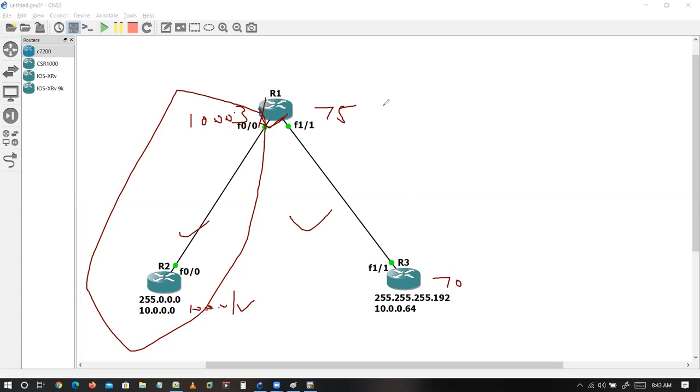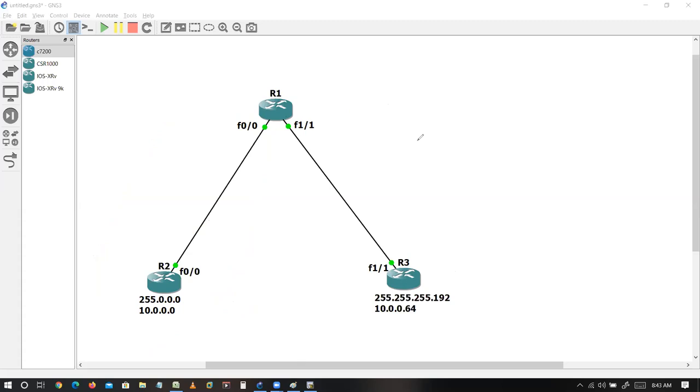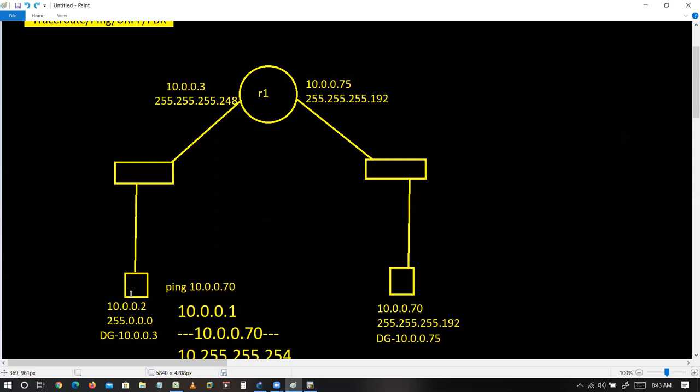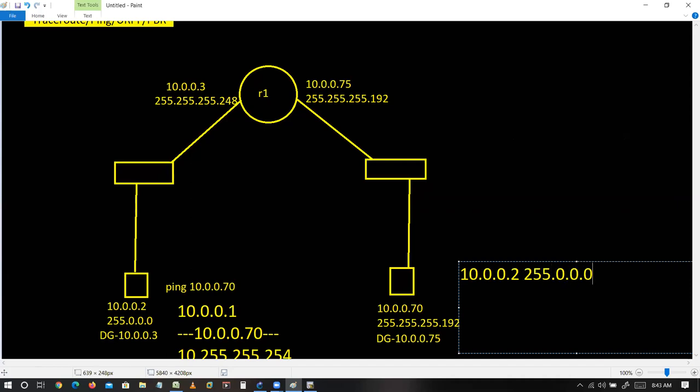Can you explain one more time about that AND operation? Let me go back to the diagram here. Right now I want to communicate with my default gateway, but that is part of a different network and this is part of a different network, right? Whenever this PC does a ping, it will try to do an AND operation, because this PC doesn't have any information about the destination mask. So it will use its own address. It will say my address is 10.0.0.2, my mask is 255.0.0.0, so my network ID would be 10.0.0.0, correct?